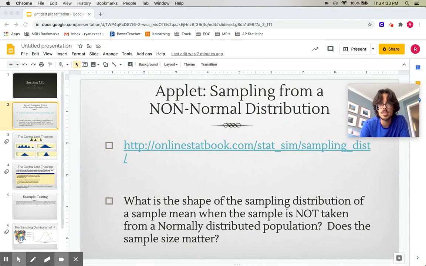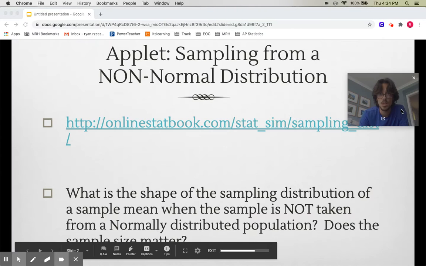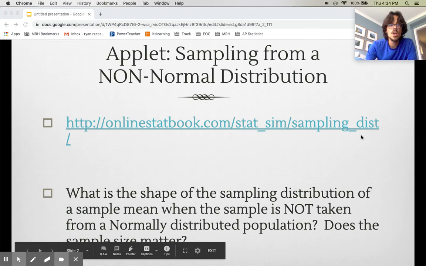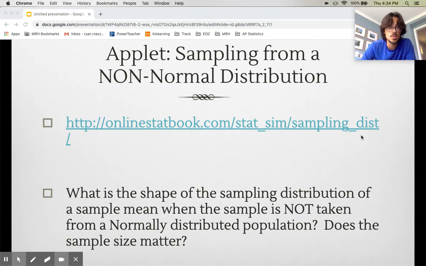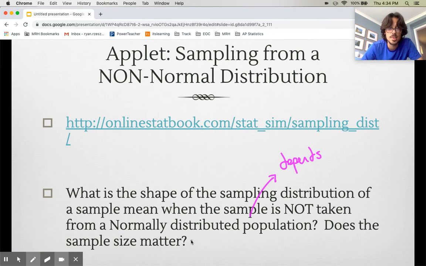So let me go back to my slides and get this set up here, now that we have an idea of where this is going to head. So what is the shape of the sampling distribution of a sample mean when the sample is not taken from a normally distributed population? Turns out that it actually depends. Does the sample size matter? Yes, it very much does. If the population is normal, we're good. Your sample size could be 2, could be 5, could be 1,000. I don't care. X bar looks approximately normal.